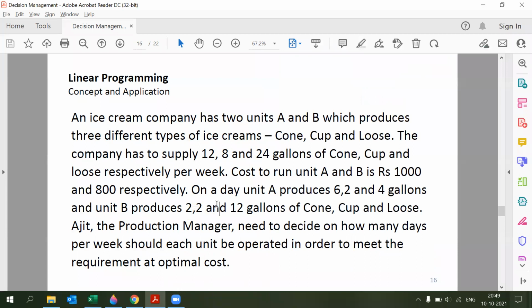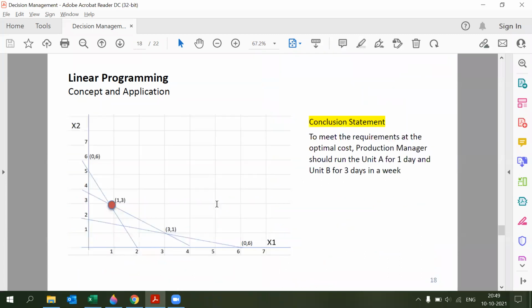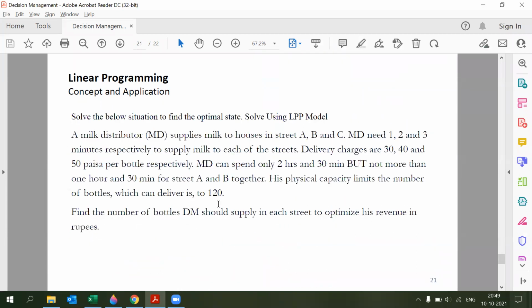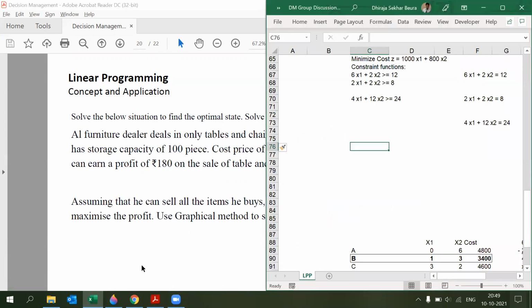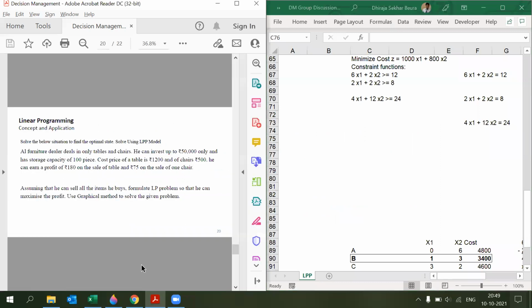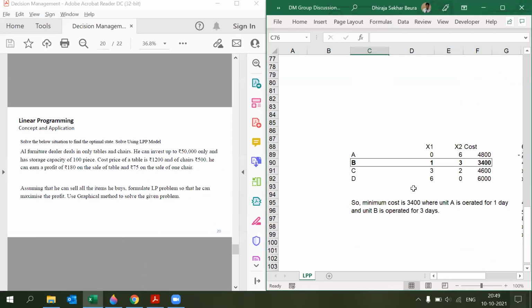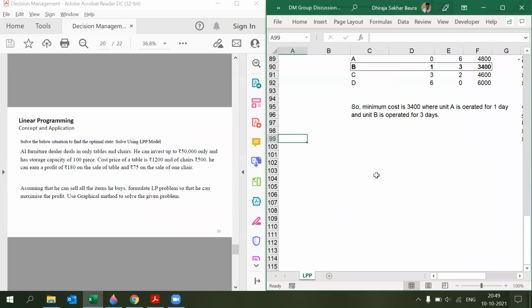Now that we are done with that, let's quickly go to another question. I don't think he has solved these questions in the class, so this will be interesting to carry out. So this is the question. Let's have Excel on the side. Okay, I'll do this separately.